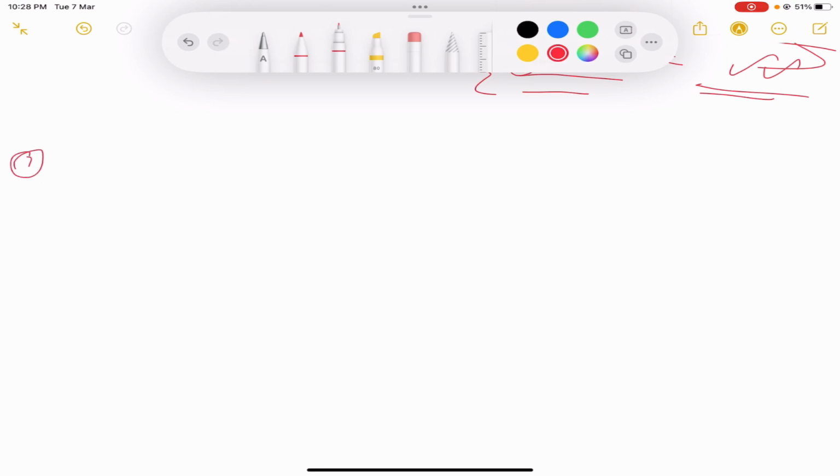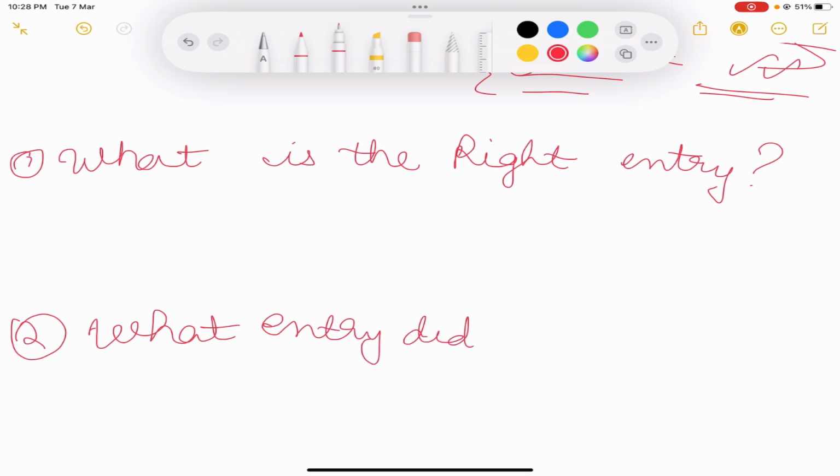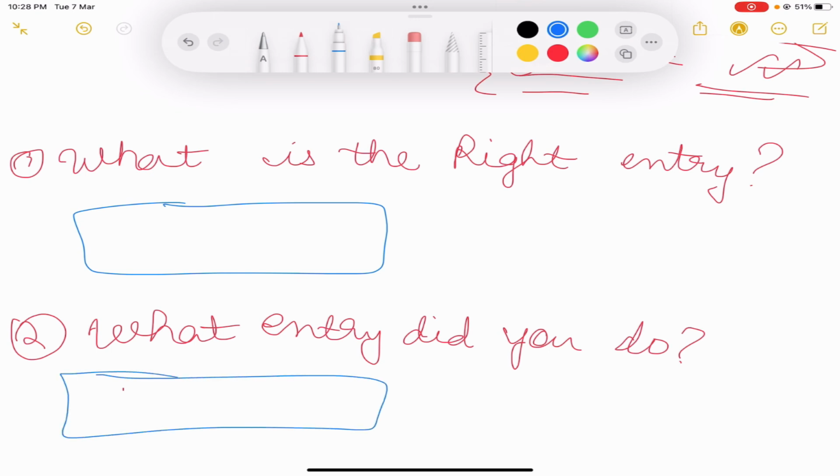So the first step you are going to do is see what the right entry is. And then you are going to see the incorrect entry which you wrote. What entry did you actually do? The actual entry. And then the third step would be to compare this with this and see which is wrong and which is right, and then we need to come to a correction.